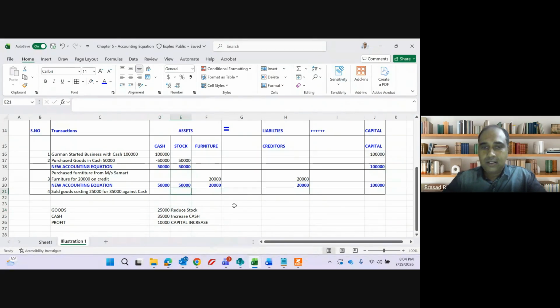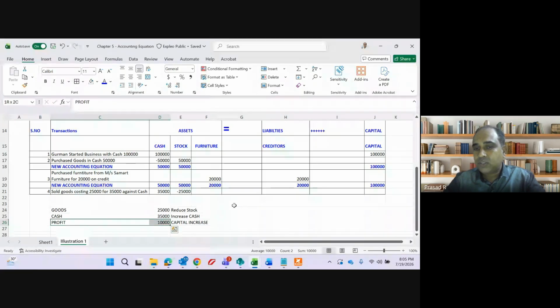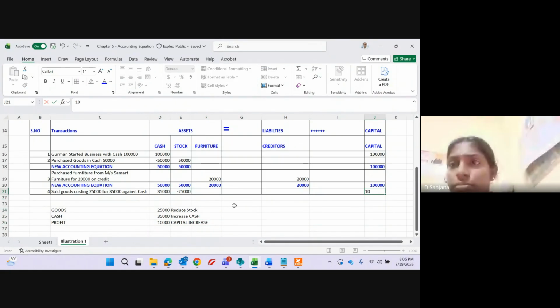Reduce stock. How much stock is reducing? 25,000. Shall I put minus 25,000 in stock? Yes, sir. Fantastic, guys. Can I increase my cash by 35,000? I am getting 35,000 in cash. Yes, sir. Fantastic, guys. What is the third impact, guys? Three impacts are there. I am getting a profit of 10,000. This profit of 10,000 will increase my capital. Fantastic, guys.